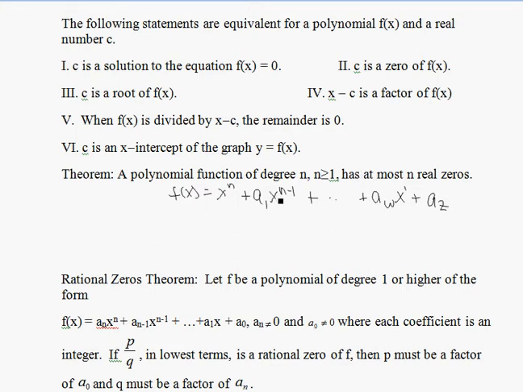If this is my polynomial function, the most number of x-intercepts or real zeros you can have is n, which would be the degree of the polynomial. If you think of a quadratic, a quadratic could have at most 2 x-intercepts. Obviously, it could only have 1 x-intercept, or it could have no x-intercepts. So that's all this theorem is saying right here.